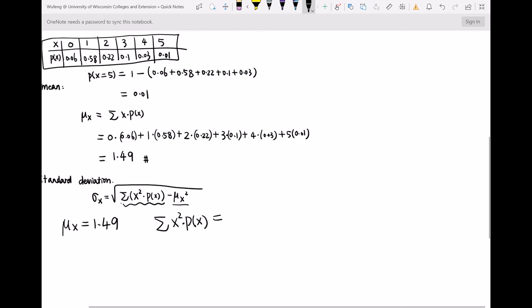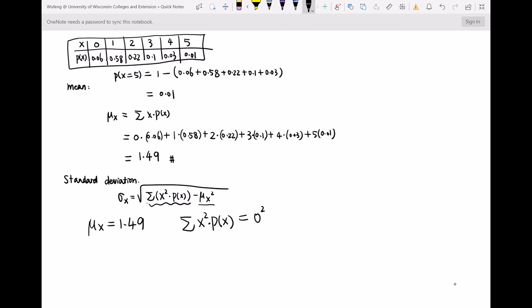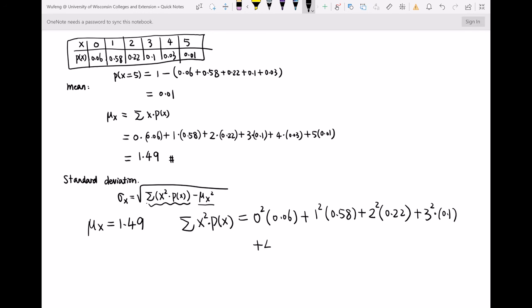This equals 0 squared times its probability 0.06, plus 1 squared times its probability 0.58, plus 2 squared times its probability 0.22, plus 3 squared times its probability 0.1, plus 4 squared times its probability 0.03, plus 5 squared times probability 0.01, and we add all of those together. You can use a calculator to find that.